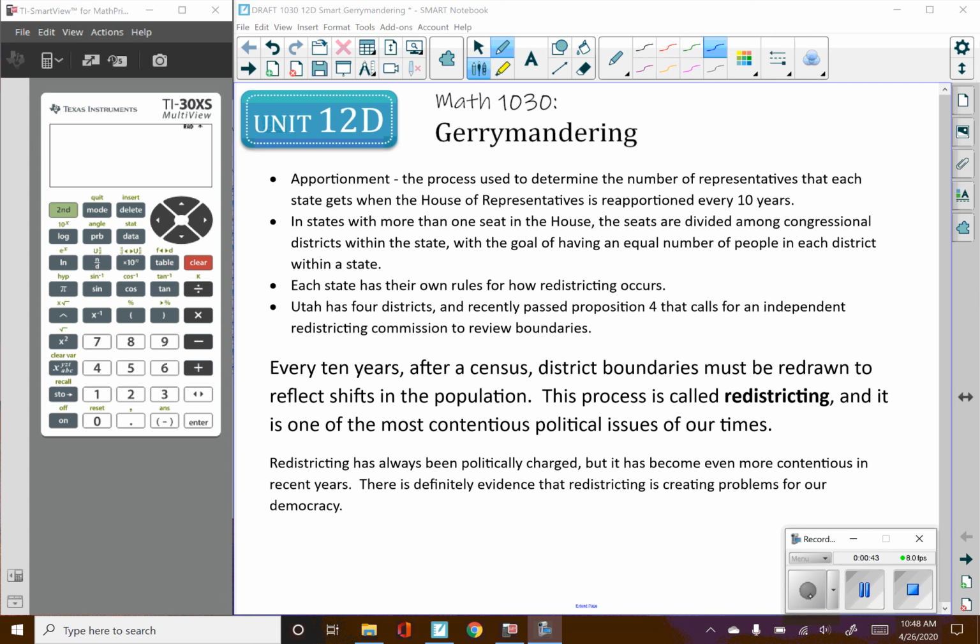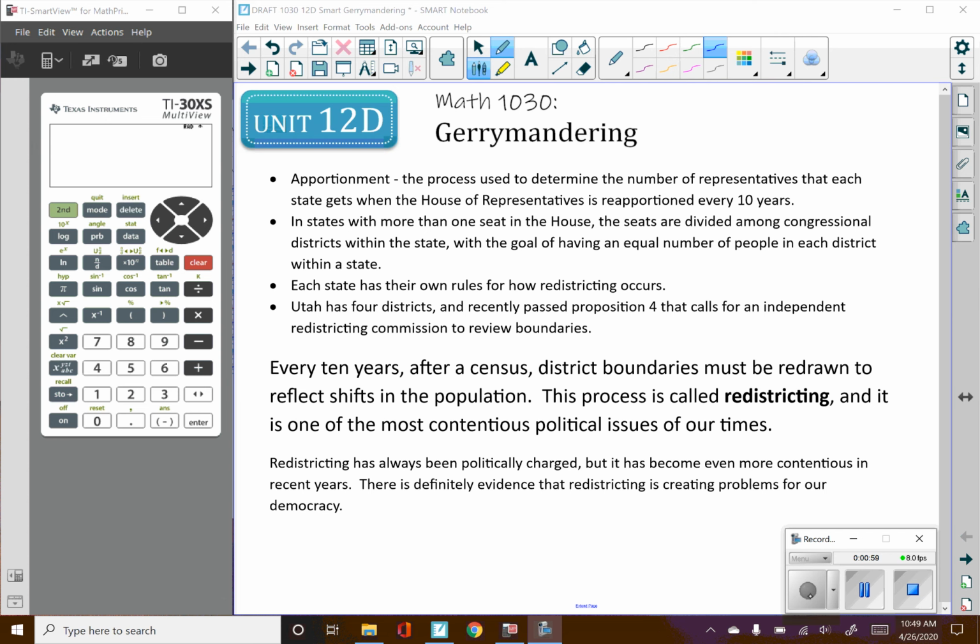Utah has four districts and recently passed a proposition that calls for an independent redistricting commission to review boundaries. So that's, I think, a good thing for Utah.